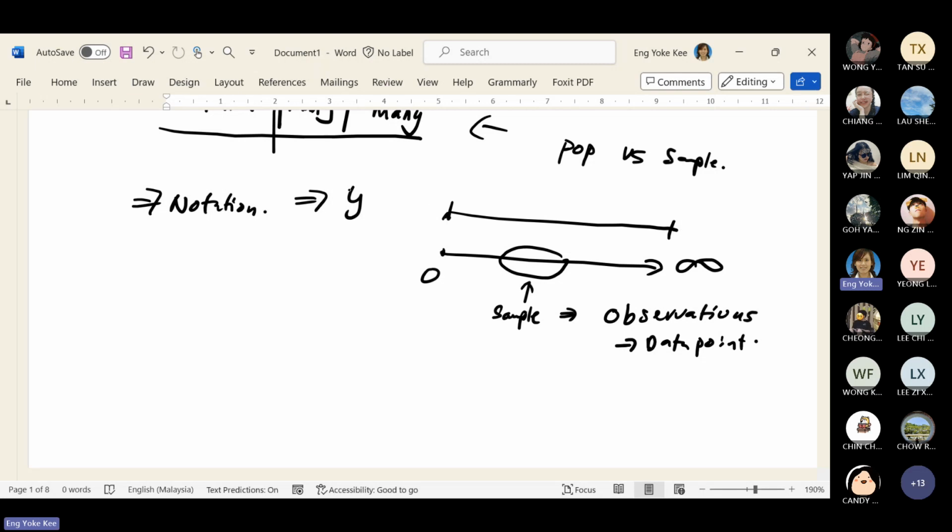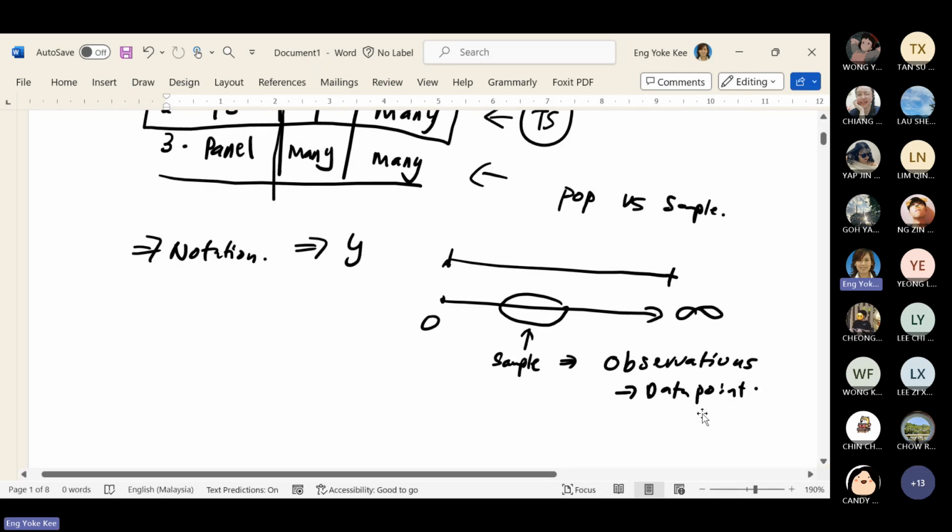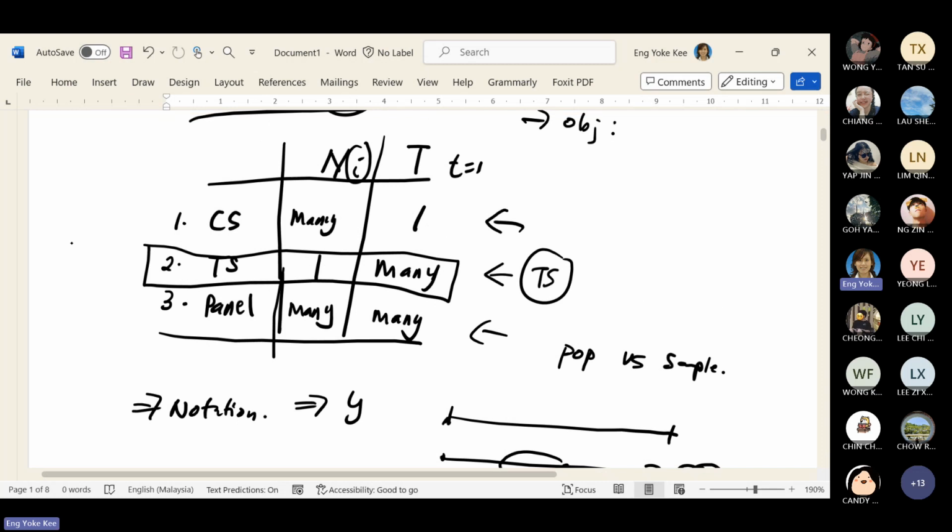So how do you do the notation? It's pretty simple. If it's cross-sectional data, i stands for individual. Time series is very simple: t stands for time. Right, panel.